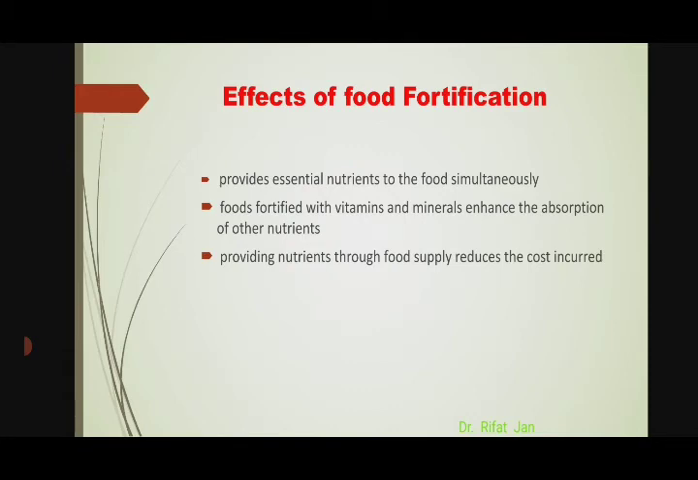So the effects of food fortification are: it provides essential nutrients to the food simultaneously. Foods fortified with vitamins and minerals enhance the absorption of other nutrients. And if nutrients are provided through the food supply, it reduces the cost incurred. For instance, vitamin D is not affordable. So if some food, say milk or oil, is fortified with vitamin D, a person has to purchase oil and he'll get an additional benefit of vitamin D from the same component. So the additional cost will not be incurred.